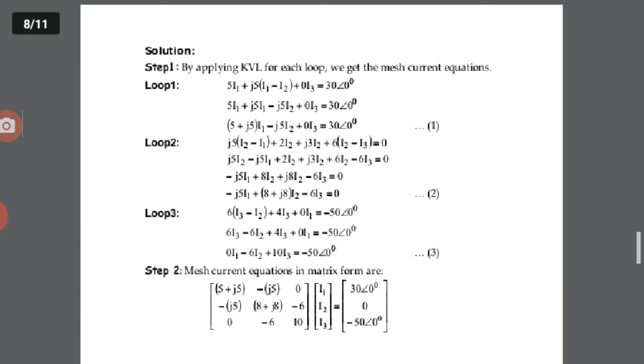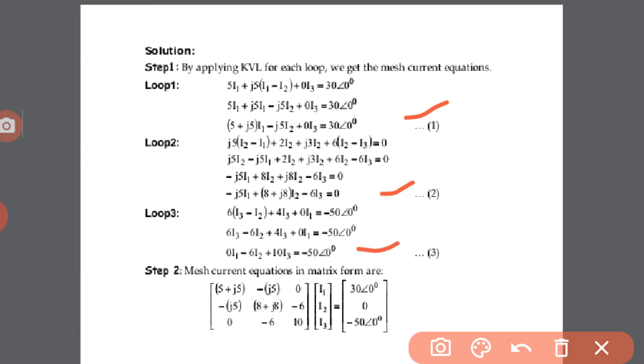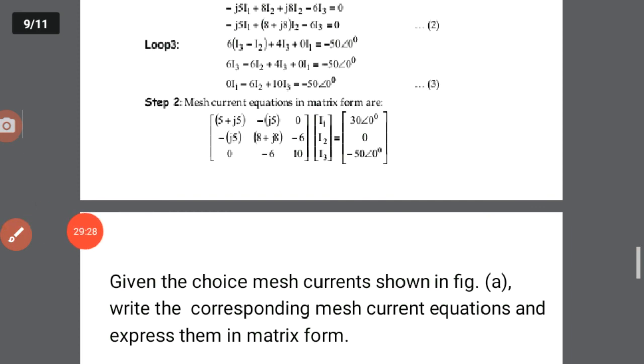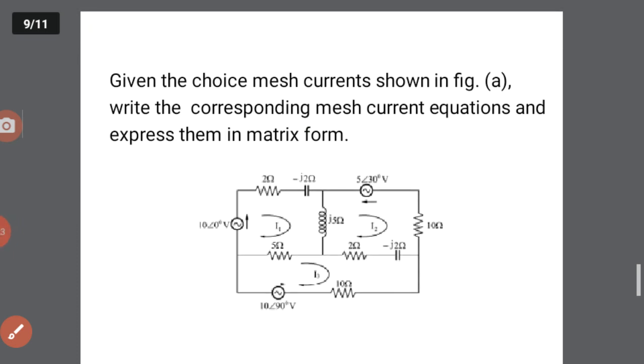Look at these equations. Loop 1 is equal to 5 plus J5 into I1 minus J5 into I2 plus 0 into I3. Next, second equation for loop 2: minus J5 into I1 plus 8 plus J8 into I2 minus 6 into I3. This third one is equal to 0 into I1 minus 6 into I2 plus 10 into I3 is equal to minus 50 angle 0 degrees. Again, these three equations are put into matrix form.